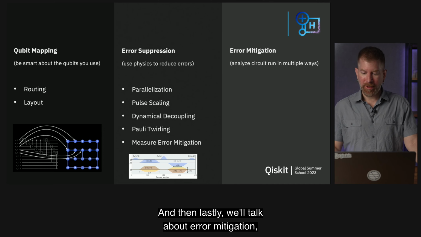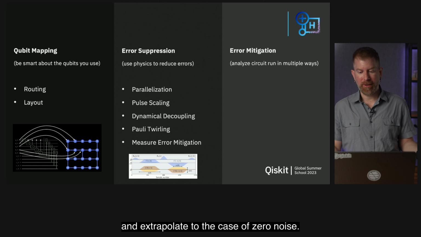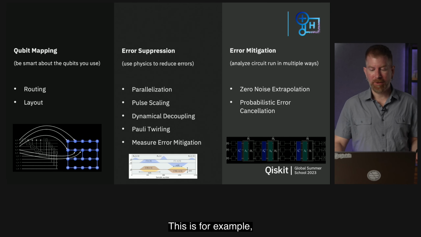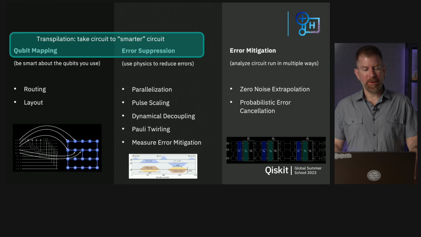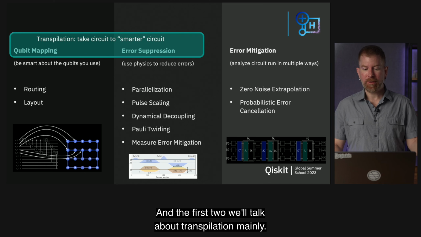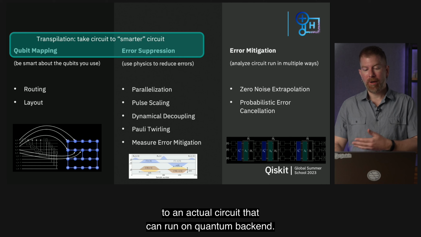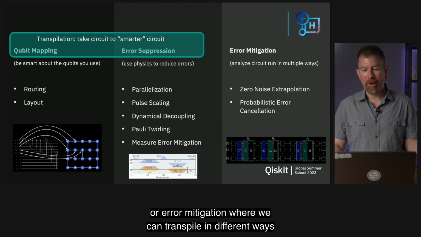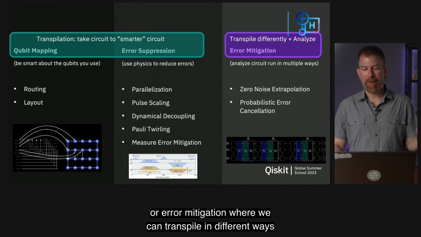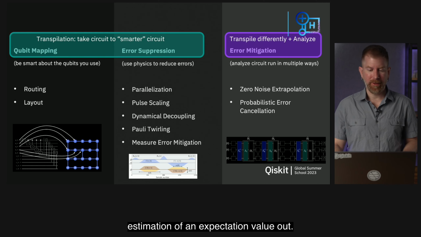And then lastly, we'll talk about error mitigation, which is ways to analyze circuits in multiple ways and extrapolate to the case of zero noise. This is, for example, zero noise extrapolation or probabilistic error cancellation. And the first two we'll talk about transpilation mainly. The transpiler is Qiskit's way of taking an abstract circuit to an actual circuit that can run on a quantum backend, but there's many ways to do that, and we want to do it in the smartest way. Or error mitigation, where we can transpile in different ways in such a way that we can model the noise and reduce that amount of noise so that we can get a better estimation of an expectation value out.